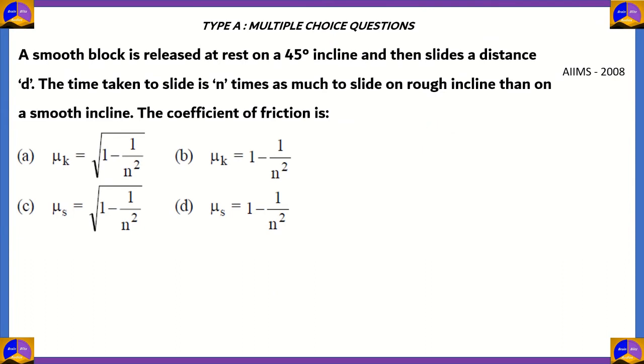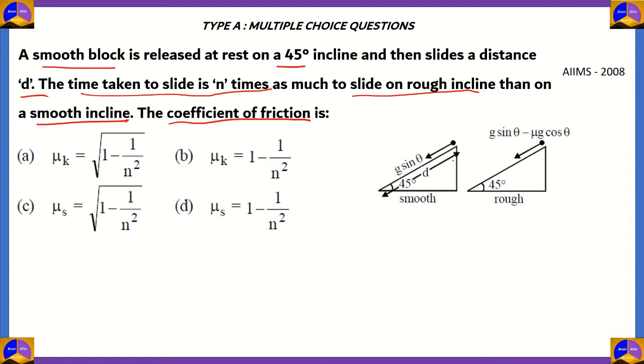Let's look at this interesting question. In this question, a smooth block is released at rest on a 45-degree incline and then slides a distance d. The time taken to slide is n times as much on a rough incline than on a smooth incline. You need to find the coefficient of friction in this scenario.